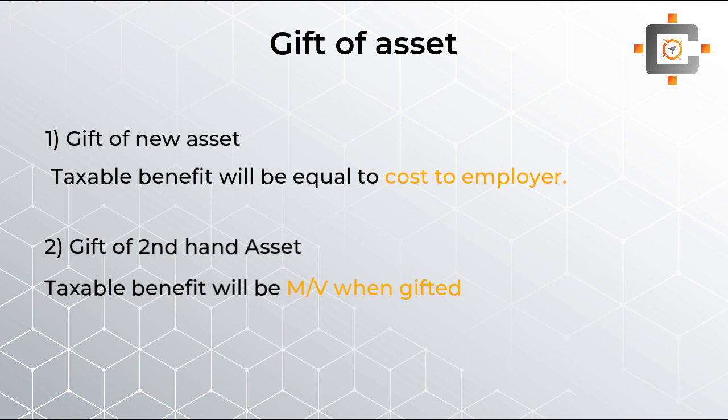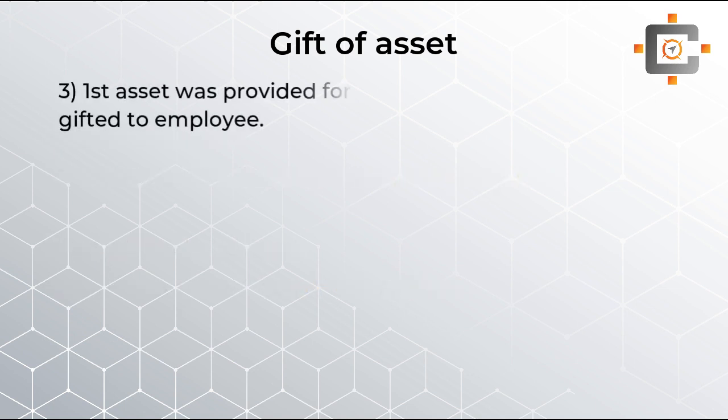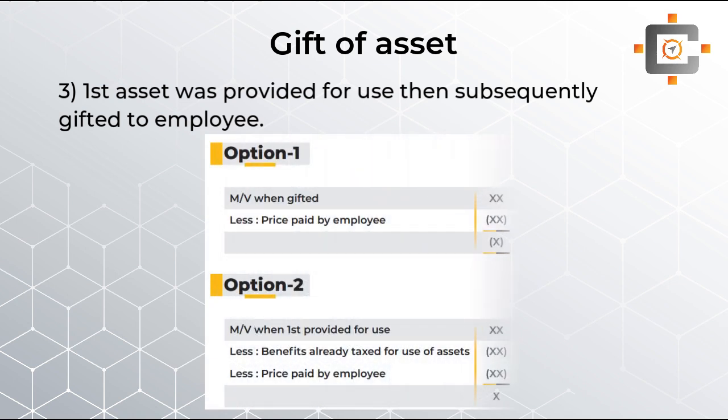Then the third scenario is that, suppose you have been provided that asset previously for use and then subsequently it was gifted to you. In that case, students, the tax treatment is a little bit different. You have to take the higher of the two different options. There are two options, students, option 1 and option 2. You can see over here on the screen that both the options have their own pro forma.